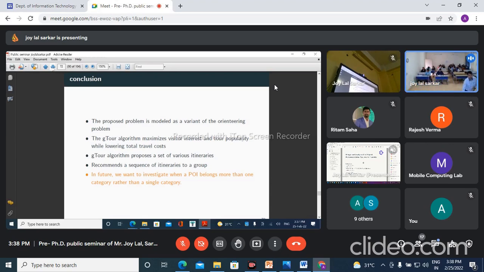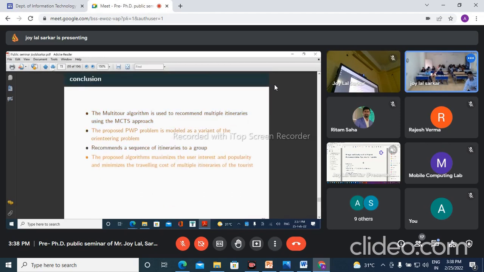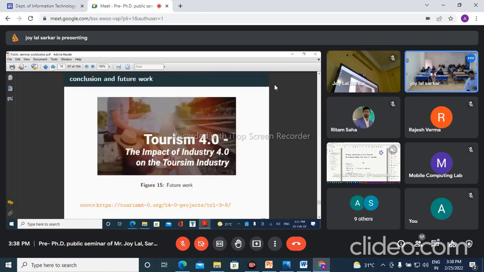Another important thing you can see: yes, this is my conclusion, my overall thesis conclusion, which I have already covered. You can see, yes, Tourism 4.0. This is one of the very important projects in the case of tourism. We can work based on Tourism 4.0. It is a very important project. The websites are already available, so we can use that, we can adopt their technique. We can develop our technique and share it with them. Like that, we can develop the impact of Industry 4.0.